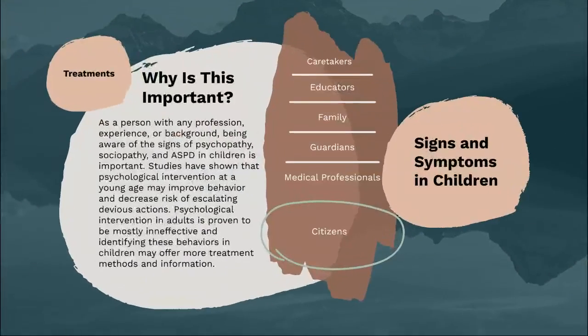Next, I have why this is important. In the box to the right, I just wanted to emphasize that caretakers, educators, family, guardians, medical professionals, and basically anyone who is able to accurately educate themselves on risk factors and behaviors in young children can exponentially improve the quality of life of a child exhibiting these behaviors. It is important to note that research has shown that treatments are mostly ineffective in adults, and if intense enough, can effectively treat children. I'm going to go over some of the signs and symptoms in children and then refer to the treatments after.